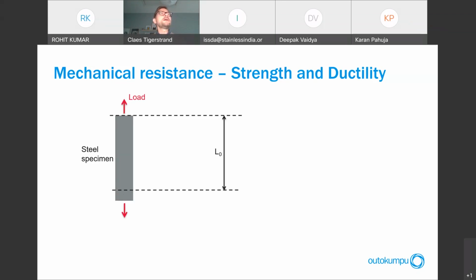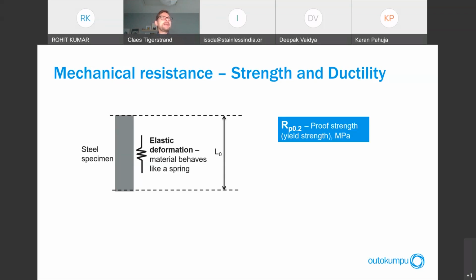So if you unload it again, it will go back as long as you are in the elastic deformation range. It will behave like a spring. So the maximum load you can add there to create a stress in the material where you still have only elastic deformation, that is the limit where we have the RP0.2 value, the proof strength, or what is called for carbon steel, the yield strength. So that is the limit where you have only elastic deformation.